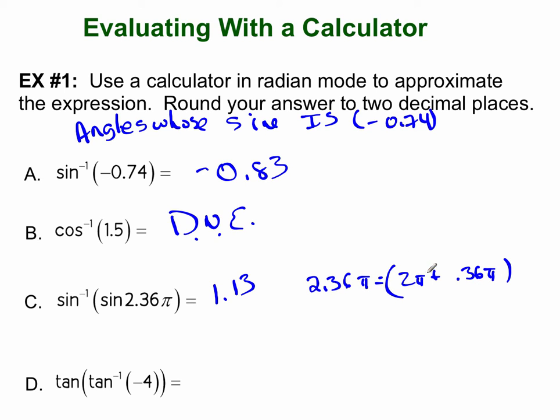Now I know sine is periodic, and so that would be the same thing as taking the sine of 0.36 pi, and then taking the angle whose sine is 0.36 pi. So your answer would be 0.36 pi. You can remember sine and arcsine and inverse sine are inverses of each other. Now, suppose I want to take the tangent of the angle whose tangent is negative 4. Well, these just undo each other.